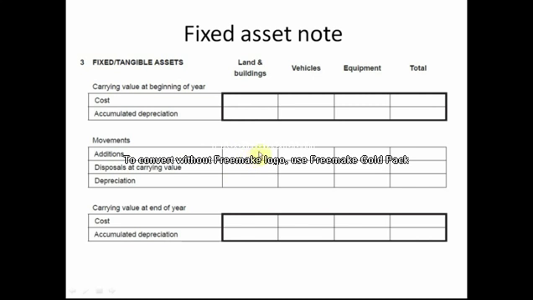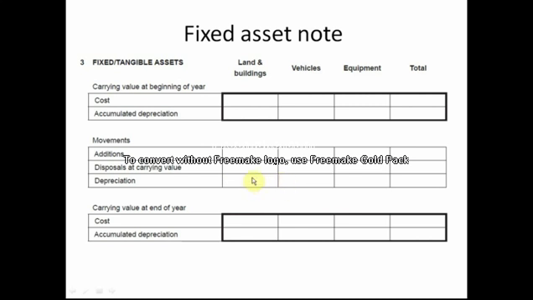When we look at movements, our additions, we are adding to assets, so we're adding value, so it has to be positive. When we dispose, we are getting rid of assets, so therefore it will have to be in brackets. It reduces the value. Depreciation also by definition reduces the value of assets, so therefore it needs to be in brackets.